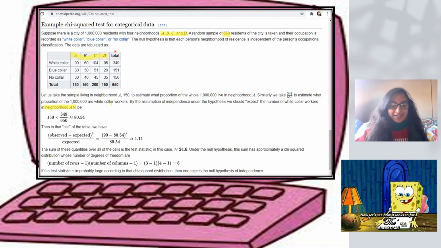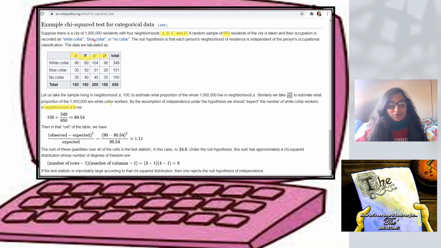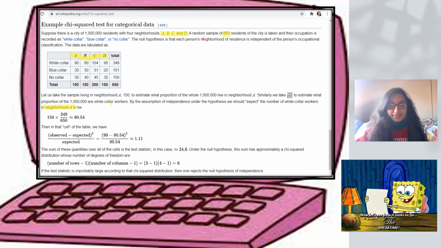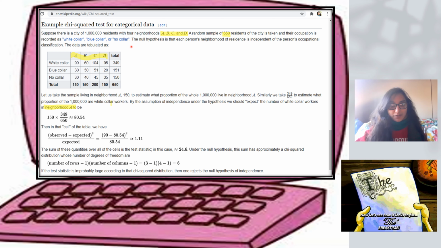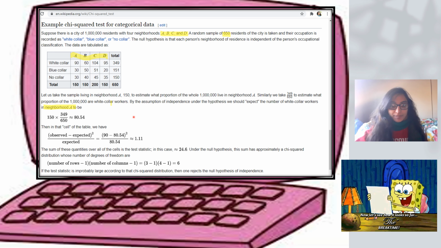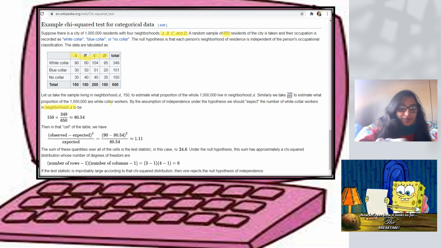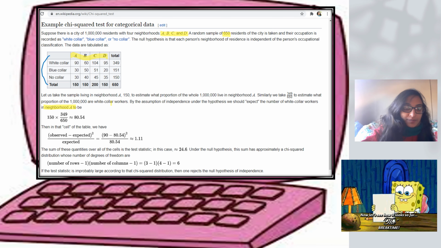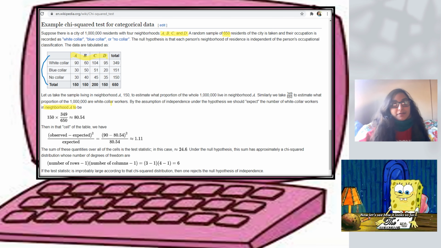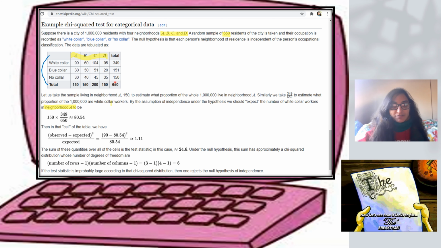So if you think of a chi-square test, imagine we have a city with 1 million residents with 4 neighborhoods, A, B, C, and D. And we have a random sample of 650 residents of the city. We take it and we find their occupation, and the occupation can be white collar, blue collar, or no collar at all. So these are their occupations here. I'll just note this with a blue. This is their occupation. And these are the 4 neighborhoods that they belong to, and we have a random sample of 650 residents.